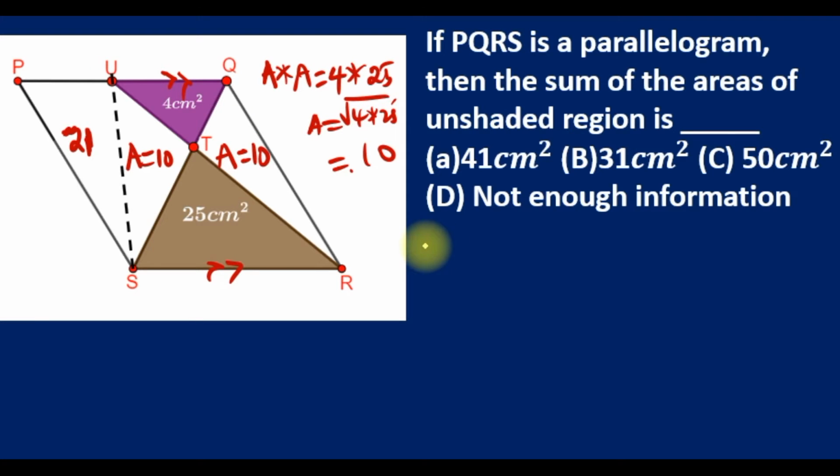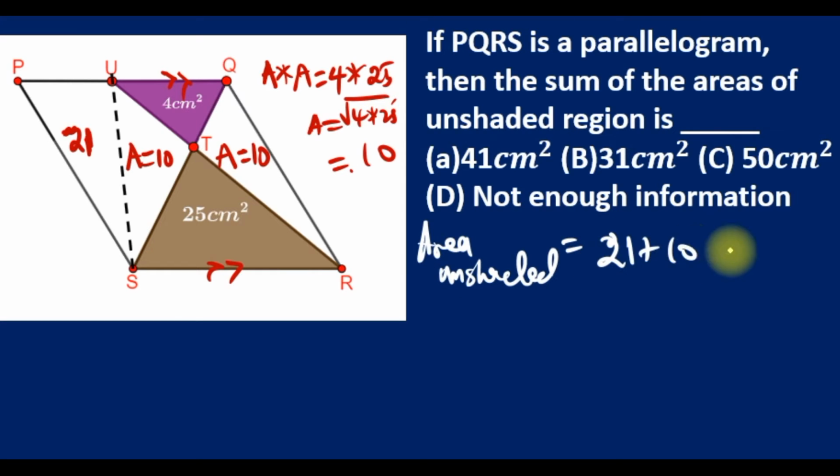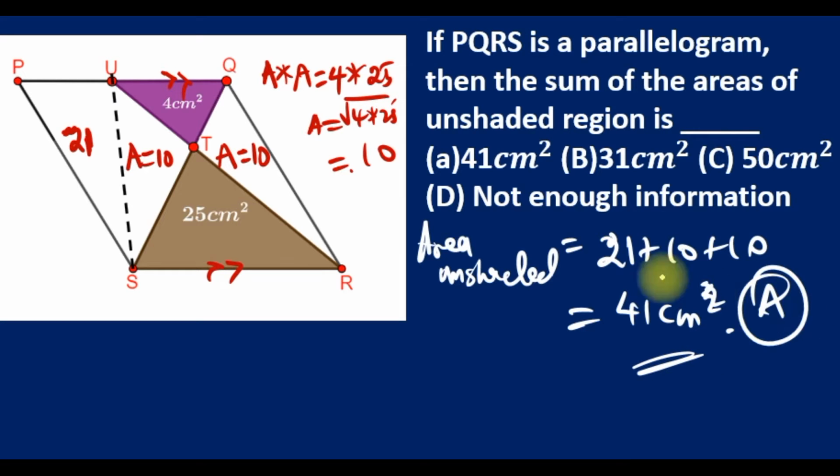So the area we are looking for, the area of the unshaded region, the sum, is just 21 plus 10 plus 10. So our answer is 41 cm squared. So it's very fast, option A. Let me now prove the concept that I used here.